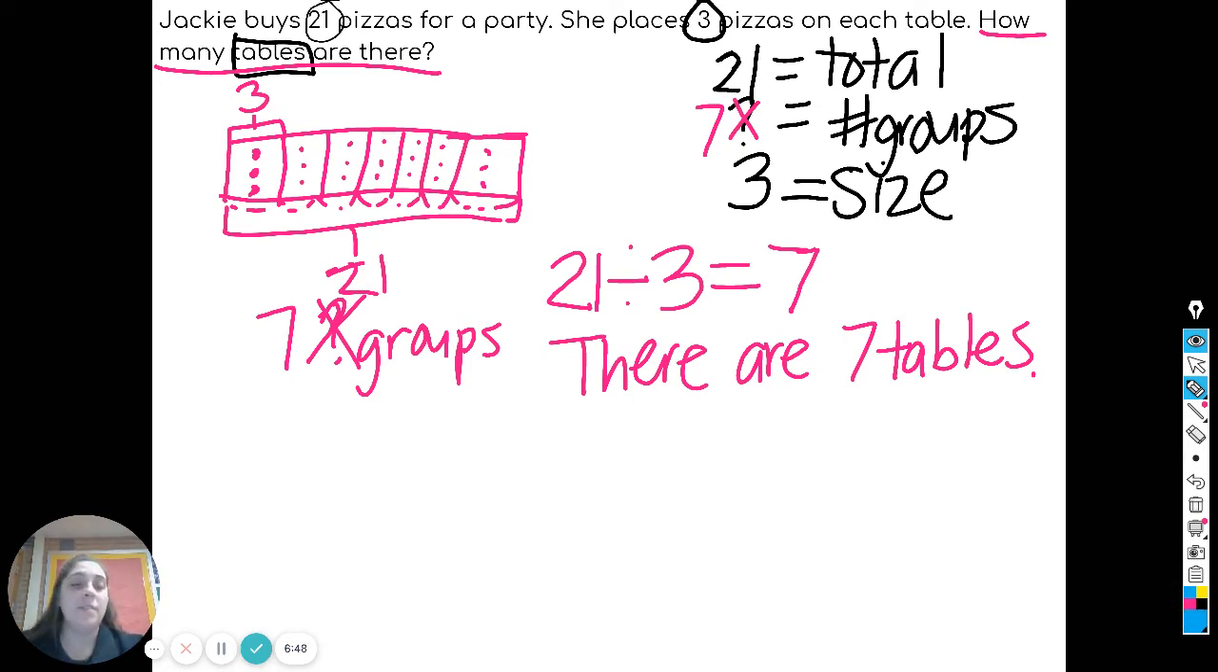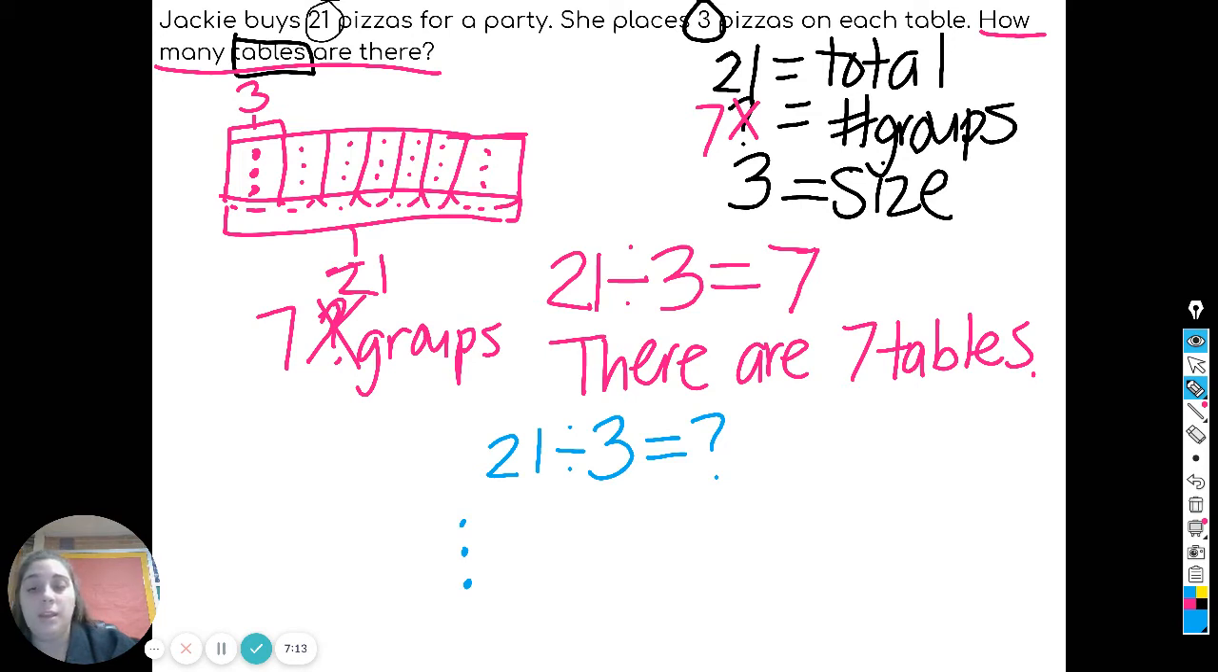Now, some of you may have not done a tape diagram. You may have chosen to just do an array. Well, if you were doing an array, you still would have been doing 21 pizzas divided into groups of 3 and then been looking for your unknown. So you could have done just like we did in our tape diagram, except in an array. We have a group of 3. We have to keep making groups of 3 until we get to 21.